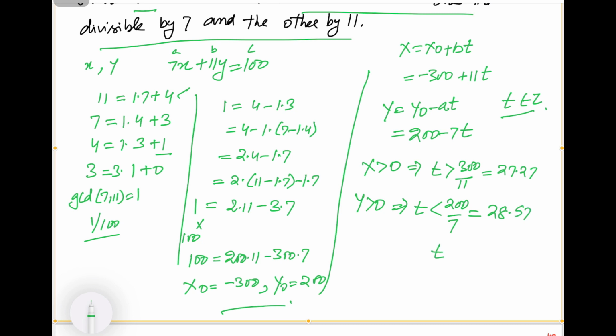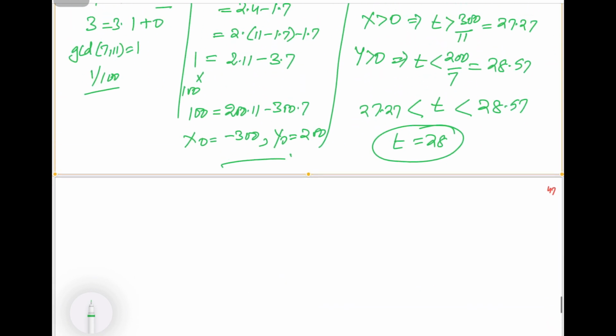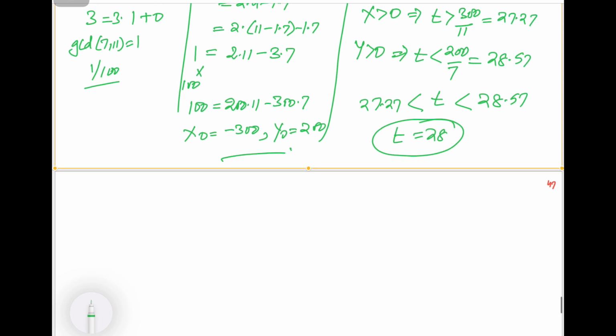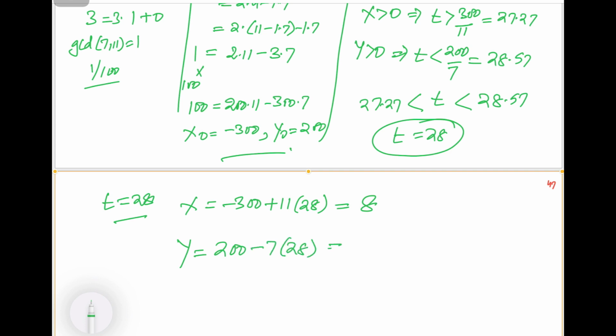So t lies between 27.27 and 28.57. So there is only one value, that is 28 here. So let's put t as 28. So x is minus 300 plus 11 times 28, so it is 8. y is 200 minus 7 times 28, that is 4. So the answer is 8 and 4.